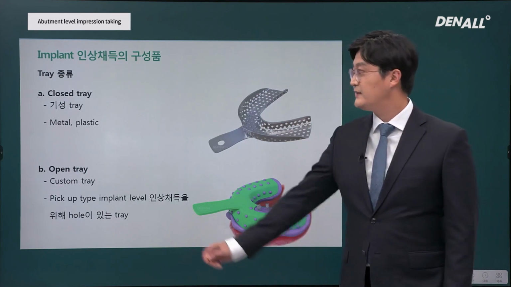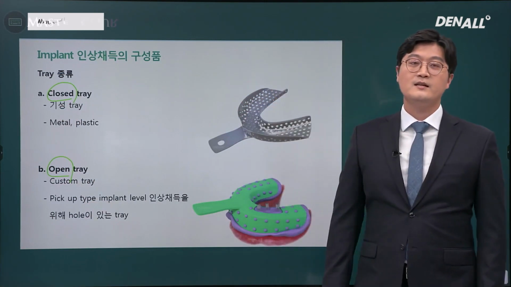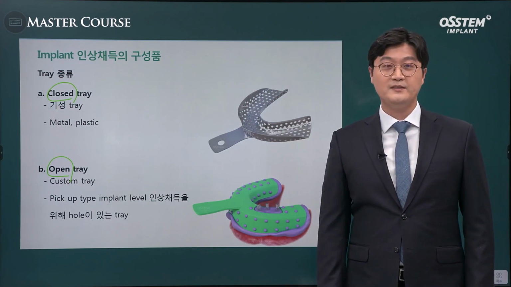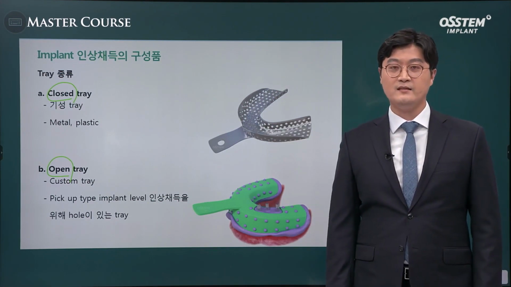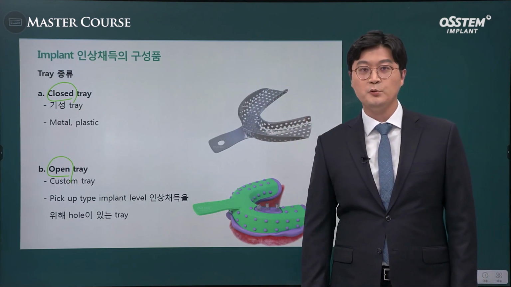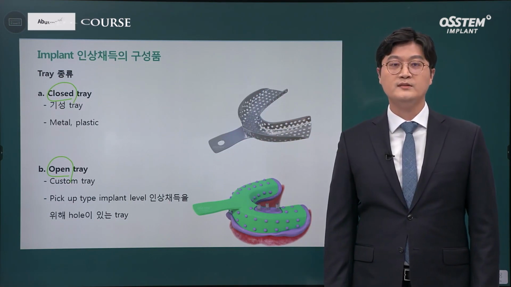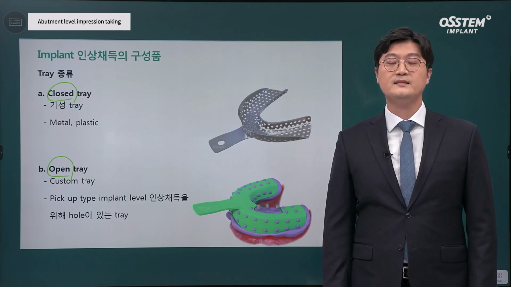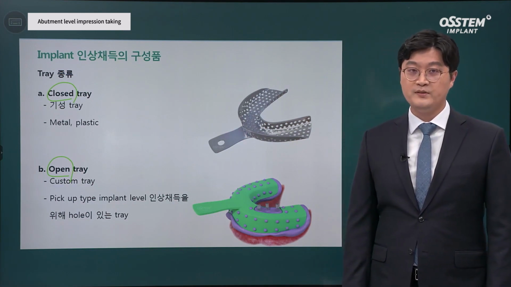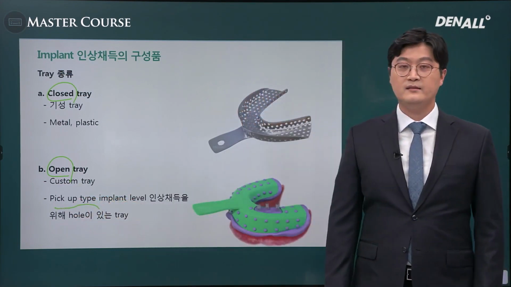Trays. As I said before, there are two types, closed and open. For closed tray, usually stock trays are used. Metal and plastic trays are available for stock trays. Plastic trays are disposable, which can be more hygienic. Open tray is usually called a custom tray. It can be made with a normal plastic tray with holes made with a denture burr. The open tray is only for the pickup type implant level impression taking.